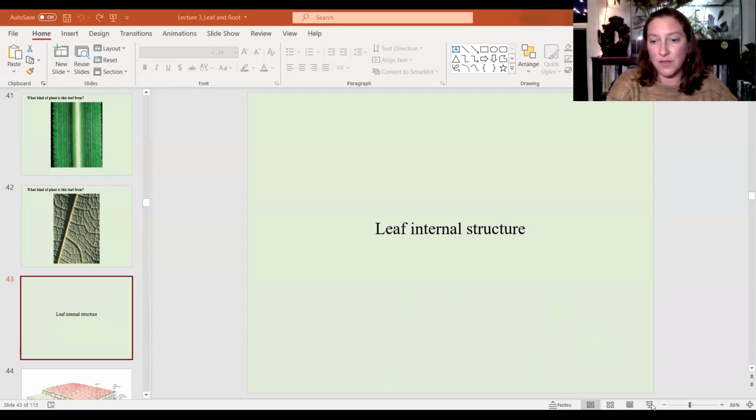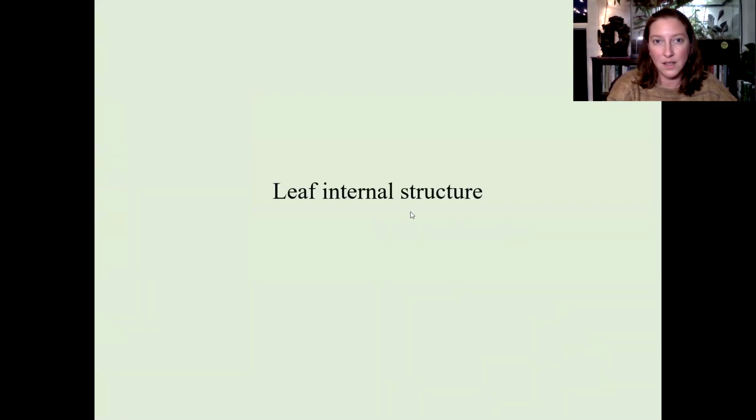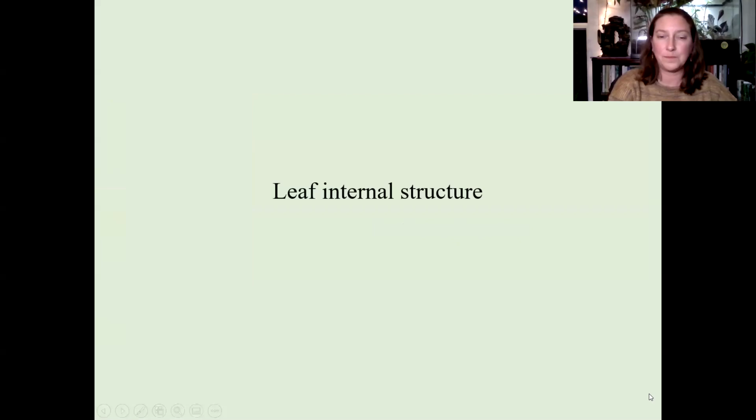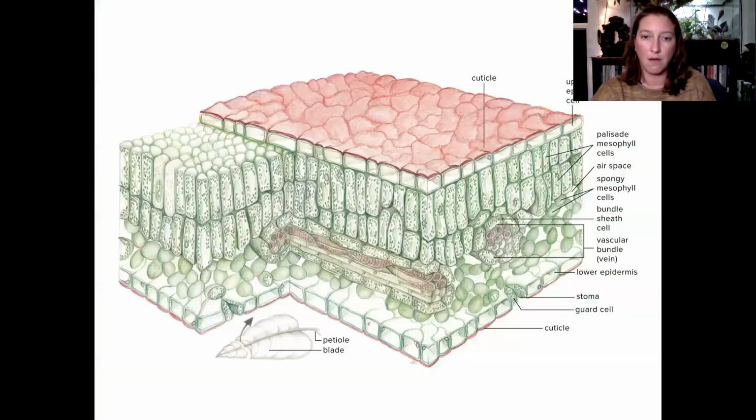All right, so we left off with veins. Let's keep going. Yes, great. I think I'm sharing the right thing. Yes, okay. So that was the external structure of leaf. Now we're going to talk a little bit about the internal structure of leaves.